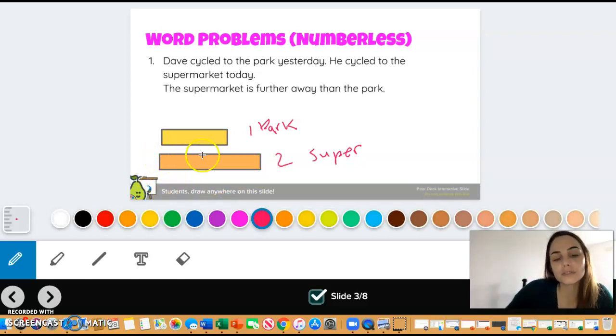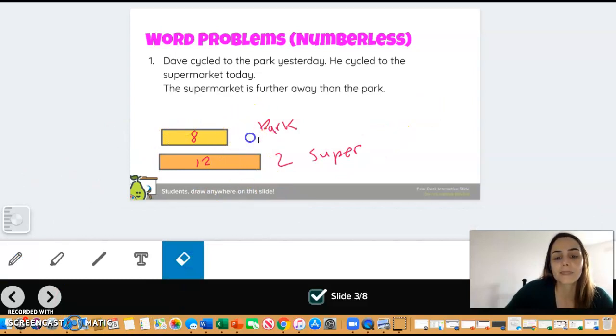So I'm gonna choose that she cycled 8 miles to get to the supermarket and 2 miles to get to the park. So what this word problem is telling us is that we have two numbers and she took longer to go to the supermarket than to go to the park. It doesn't matter what numbers you choose. What truly matters is that there are two different numbers and one is higher than the other one, okay?